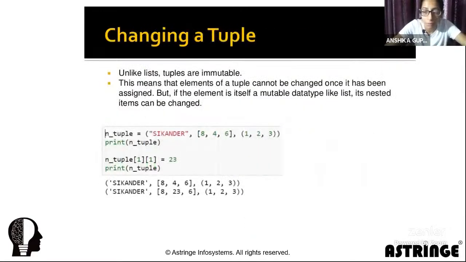Now how to change a tuple? While changing the tuple, we know tuples are immutable. This means the tuple cannot be changed once it has been assigned. But if the element itself is a mutable data type, like a list, its own contents can change, since it can always be given multiple data types.